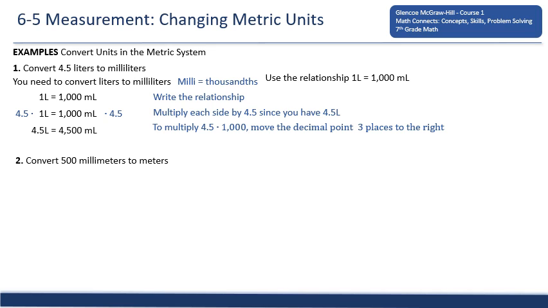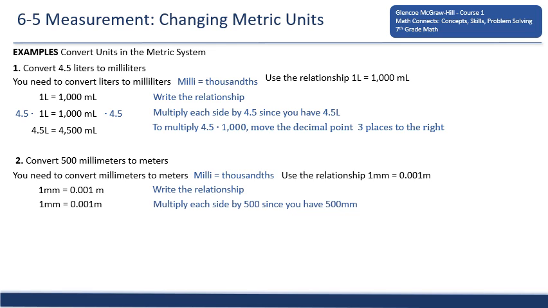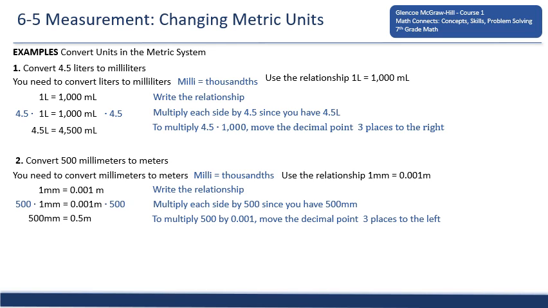Convert 500 millimeters to meters. And you need to convert millimeters to meters. And we know milli means thousands. So 1 millimeter equals 1,000th of a meter. So if we write the relationship, and then we multiply each side by 500, since you have 500 millimeters, 1,000th of a meter times 500, and we get 500 millimeters equals 0.5 meters.